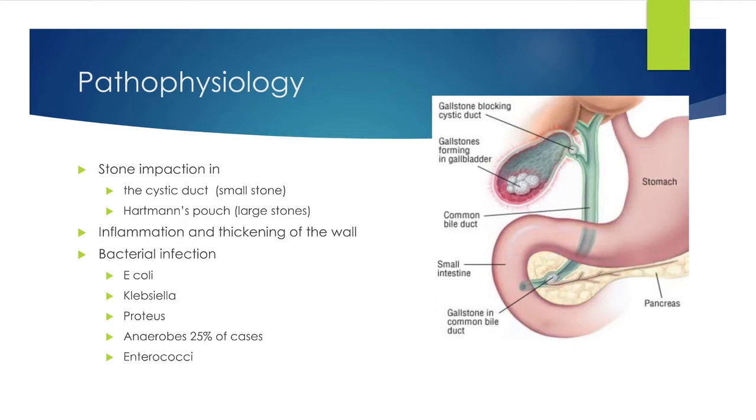A little bit about the microbiology that causes acute cholecystitis. We know that the majority are caused by E. coli. Other organisms, such as Klebsiella and Proteus, could be there as well. Anaerobic bacteria will occur in approximately 25% of the cases. And in severely ill patients, sometimes that can be caused by Enterococcus.